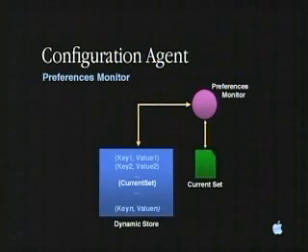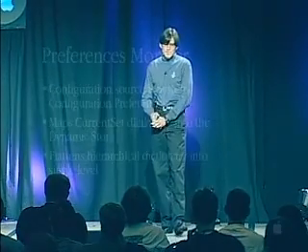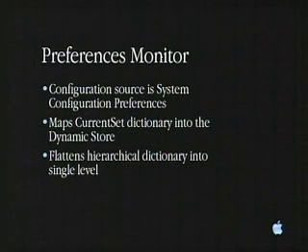The second configuration agent that I'd like to talk about is the preferences monitor. The preferences monitor's sole purpose in life is to take the current set dictionary and load it into the dynamic store. So its configuration source is the system configuration preferences. It maps the current set dictionary into the dynamic store. And the mapping process amounts to a flattening process, and the next couple of slides try to illustrate that.